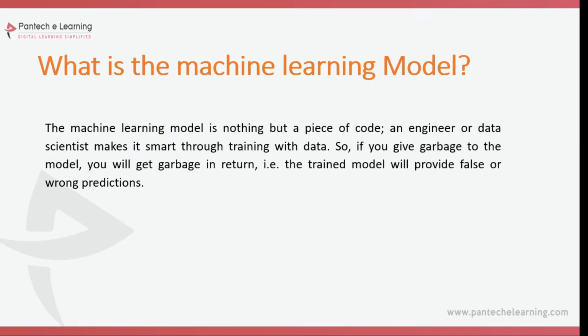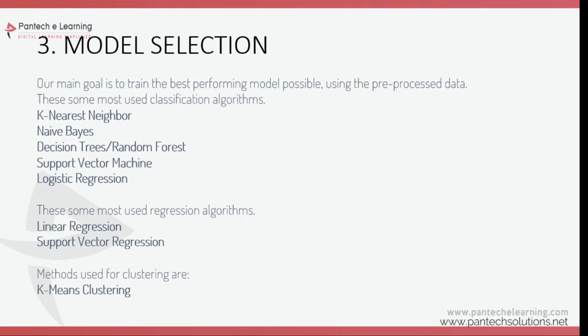Here comes what this machine learning model is. So a machine learning model is nothing but a piece of code that an engineer or a data scientist makes smart through training with data. So if you give some garbage to the model, some information, okay, you will get that in return. The trained model will provide false or wrong predictions. Then there will be no use, right? That's why we have to give perfect input to the system. Then only it will give some analysis. Fine. Model selection. Our main goal is to train the best performing model possible using the pre-processed data.